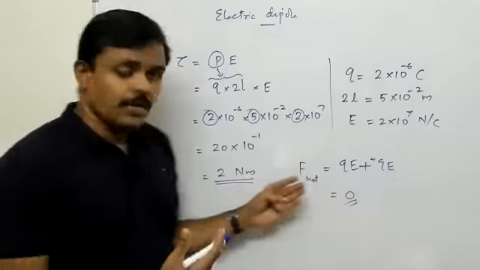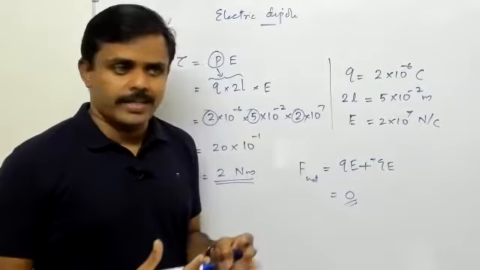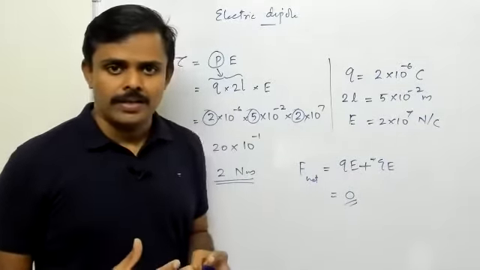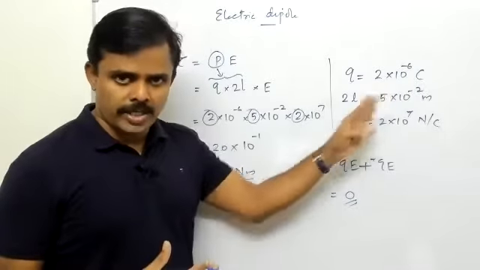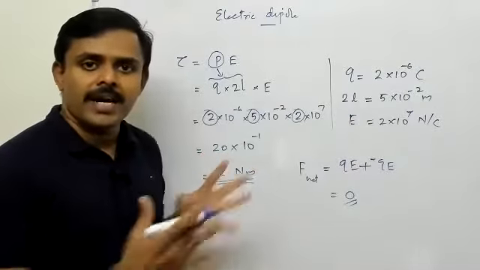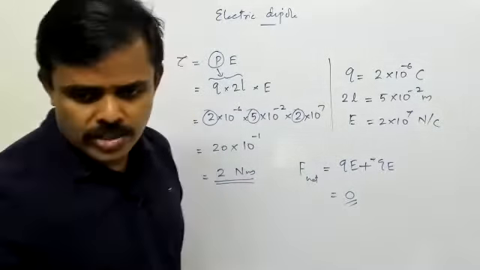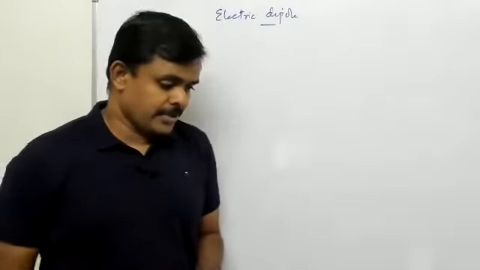And then they ask what the force is. The net force is what? It is obviously placed in a uniform field. So the force to the right is QE. Force to the left is QE. They are cancelling each other. Did you understand? Question number 2.